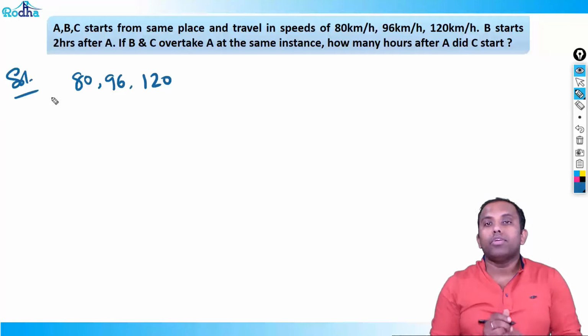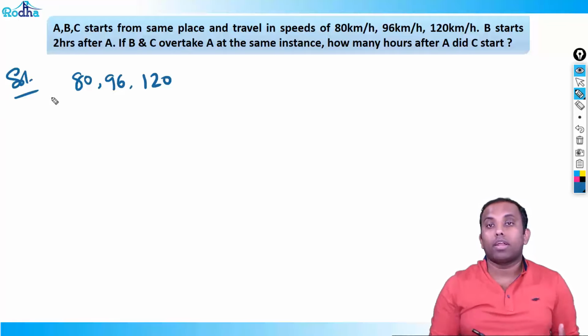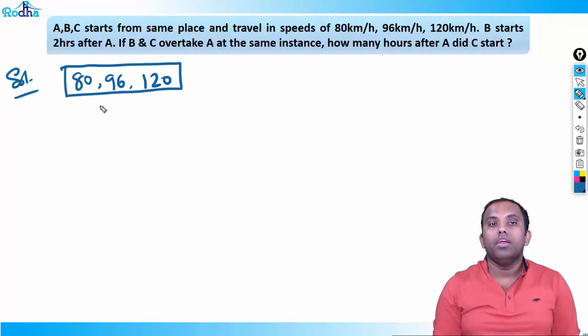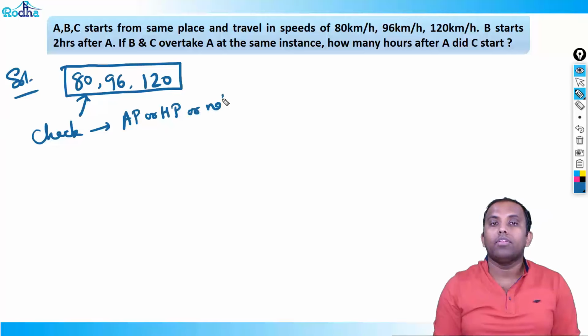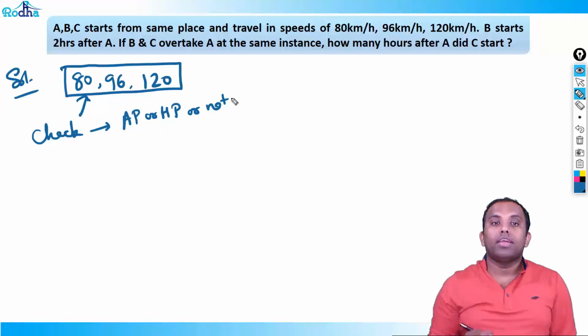Right now I can't figure out anything other than whether it is HP or AP. Not necessarily in every question will speeds be in HP or AP. But when we have questions where 3 or 4 speeds are given, we should first check whether the series is in AP or HP, not any other fundamental solve; that we'll see later. If they are in AP or HP, my work will be much easier. So I need to check whether these are in HP or AP.